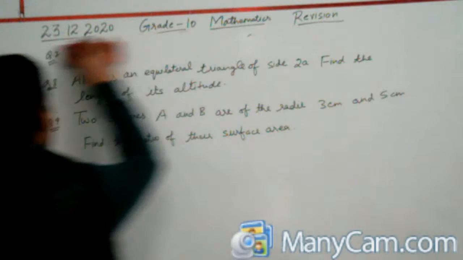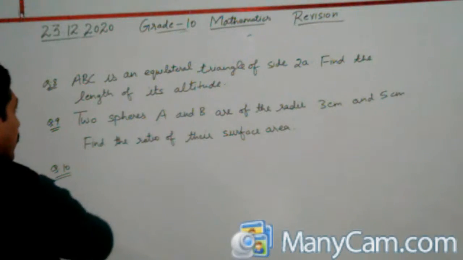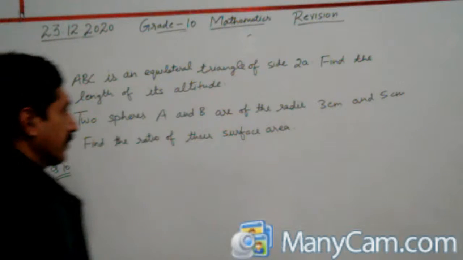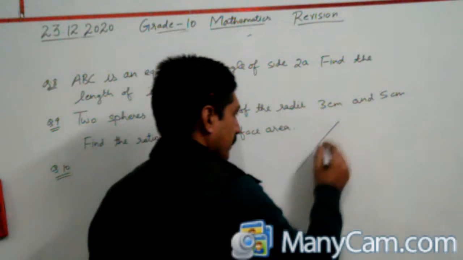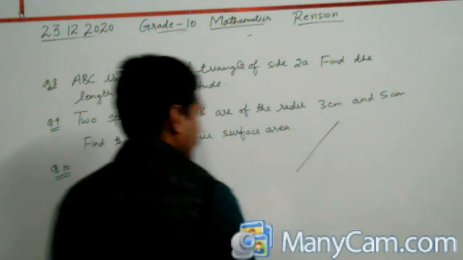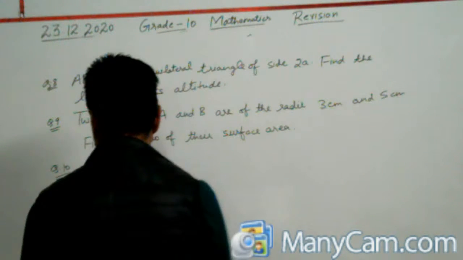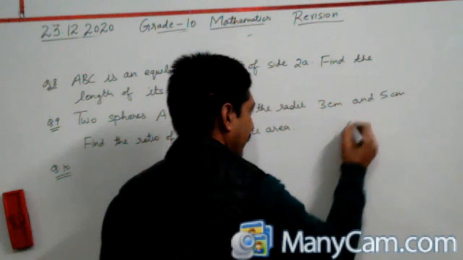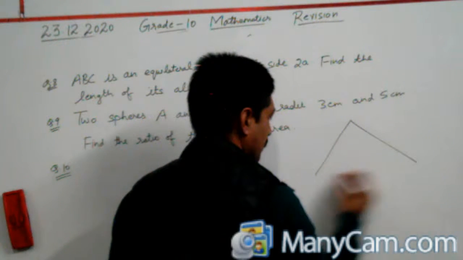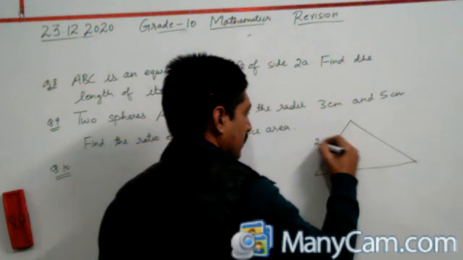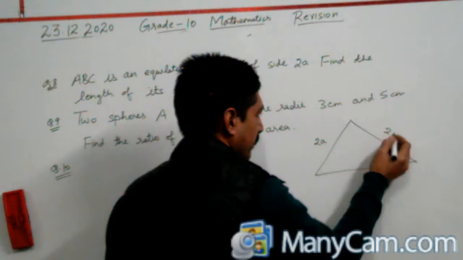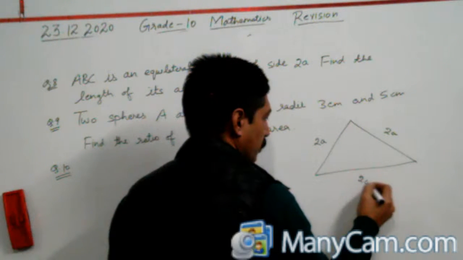Here is an equilateral triangle. When we are talking about an equilateral triangle, it means all sides are equal, say 2a. In case of an equilateral triangle, all angles are 60 degrees each. If this side is 2a, this is 2a, this is also 2a.